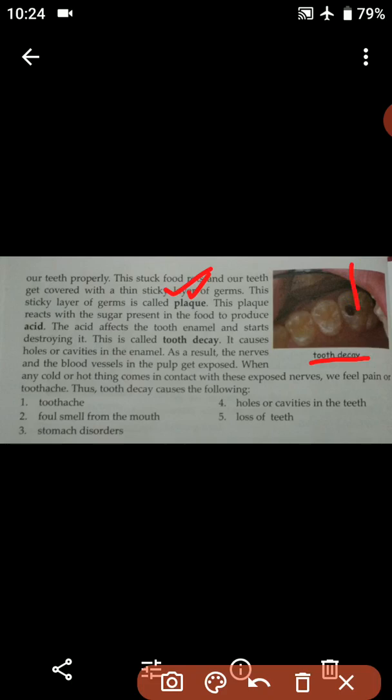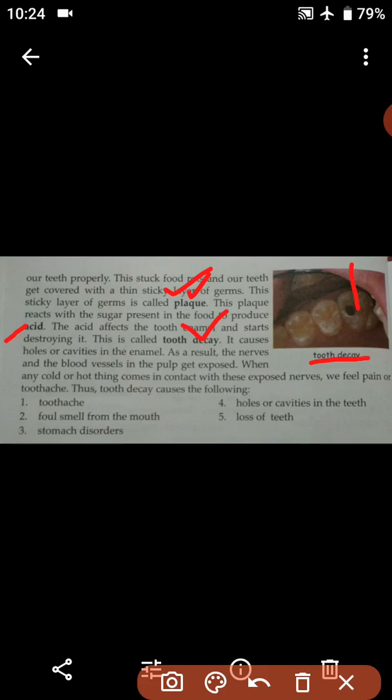This plaque reacts with the sugar present in the food to produce acid. So students, whenever we eat different food items, sugar is present in that food. The plaque that is formed on our teeth will react with the sugar present in the food item, and then it will produce an acid. The acid affects the tooth enamel and starts destroying it. So as soon as the acid forms, it will start affecting the tooth enamel and destroy it. Okay, and this is known as tooth decay.